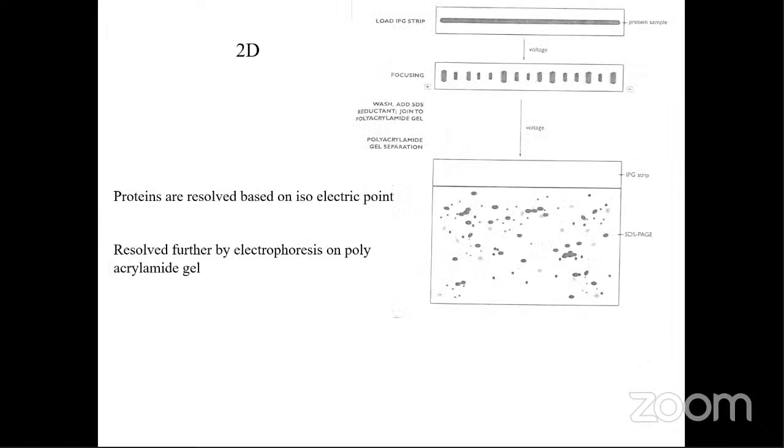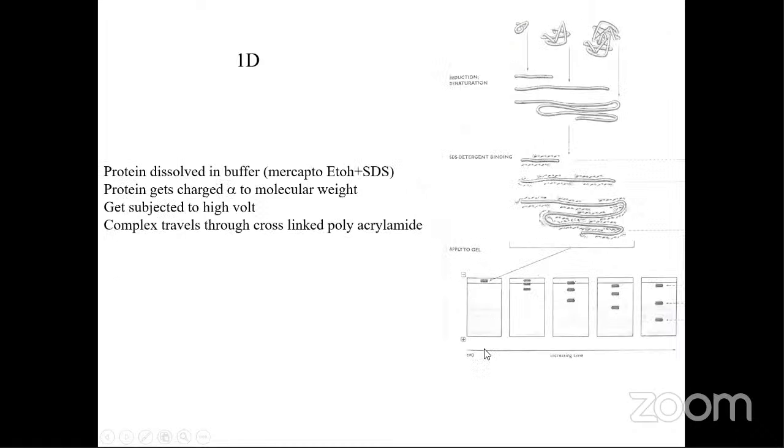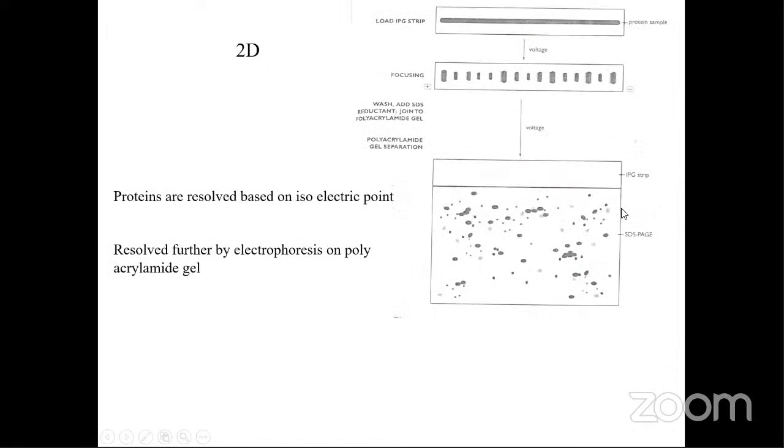But in a two-dimensional, we have two things. We resolve based on isoelectric point. Isoelectric point, as you know, is the pH at which the charge becomes zero. So we separate them based on isoelectric pH, and we separate them based on its molecular weight. So we get protein spots like this, unlike the previous one where it's one-dimensional based on molecular weight. Here it gets spread out. So when you run a 2D, we will get the various components of various proteins like this.